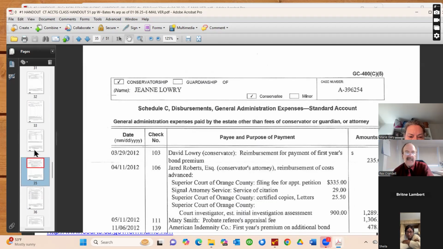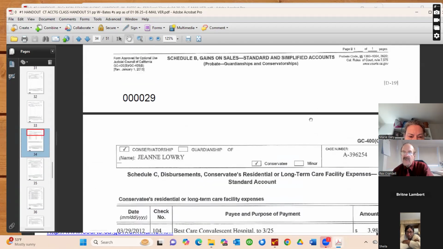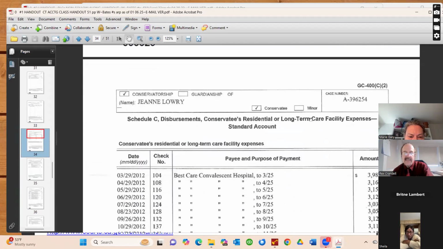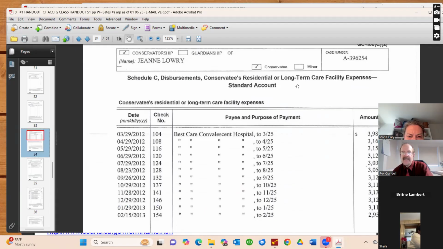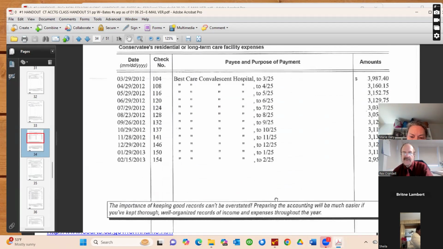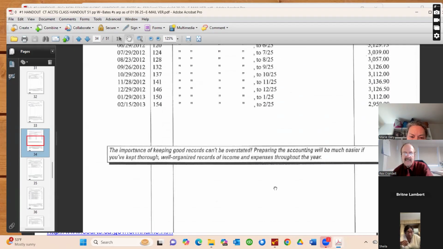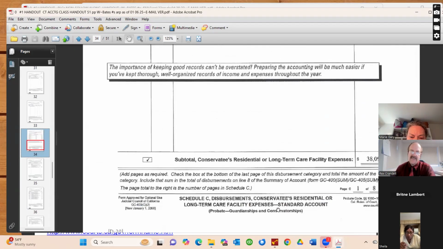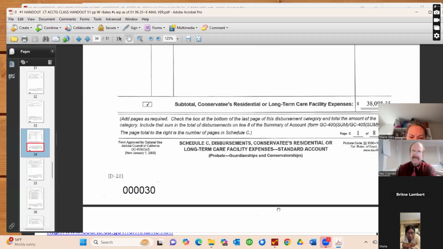Here we go. So now we're starting the disbursement section. This is the outflow of funds. And in this case, if they're in a long-term care facility, you list the rent, food, everything you pay the facility every month. And they're pretty good about getting you statements every month for your accounting.